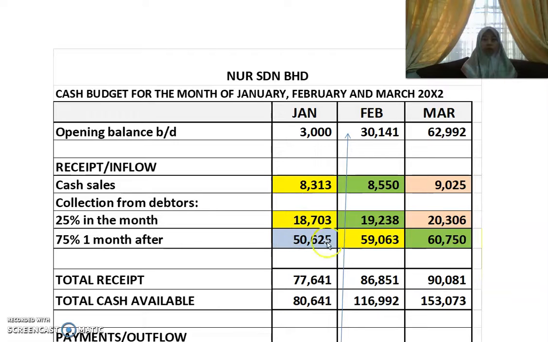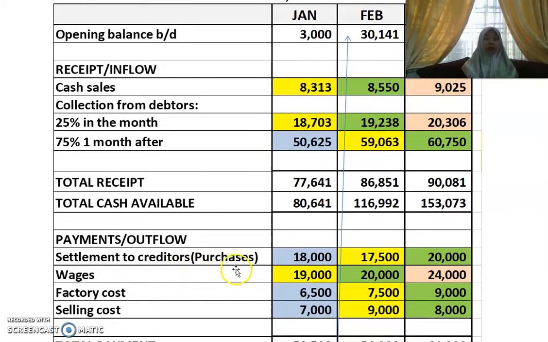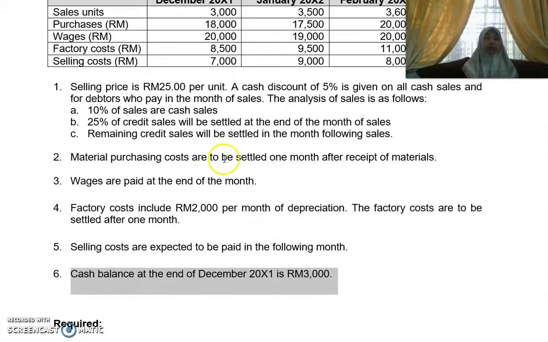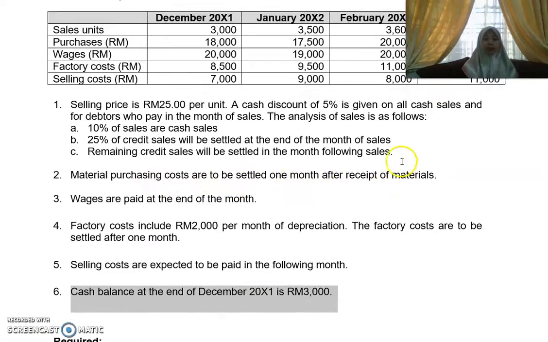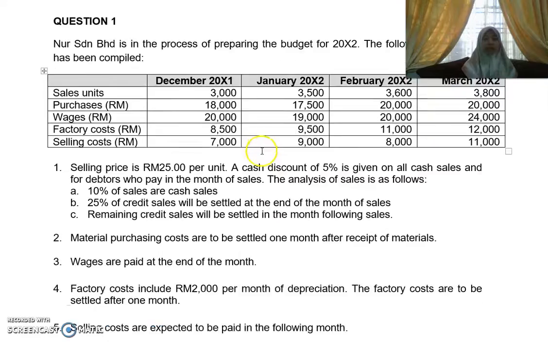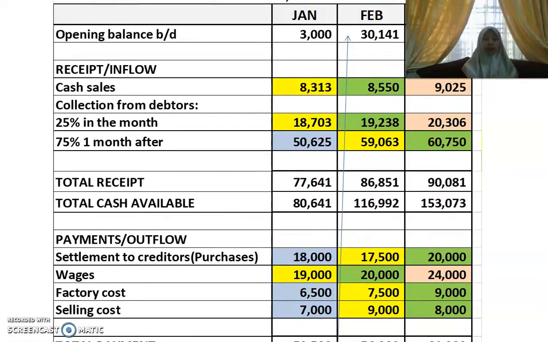And then if you don't have any more inflow, that will be your total receipt. So add all these three items. That will be your total receipt, and then your total cash available will be your opening balance here plus your total receipt. You will get your total cash available. Next, about the payment. So you settle to the creditors, the purchases here. The material purchasing costs are to be settled 1 month after receipt of material. So for December will be settled in January. So your purchase is 18,000, that will be settled in January.